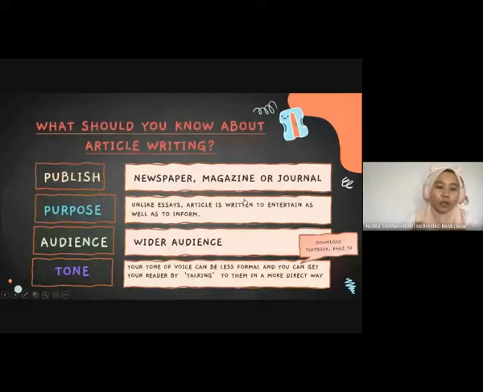Knowing that your article is published in a newspaper or magazine, your audience, your target readers, will range from young people, people your age, to maybe your grandfather and grandmother who still read newspapers or magazines. Knowing who your target reader is will decide your voice and tone. There is a specific tone and voice that you should use when writing your article.